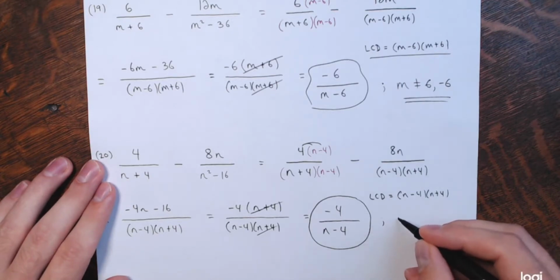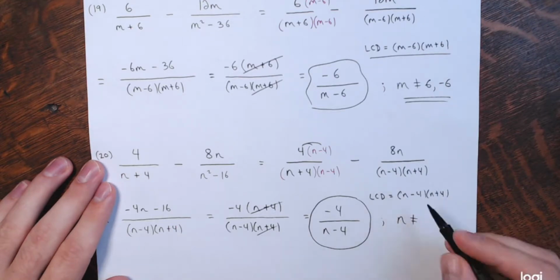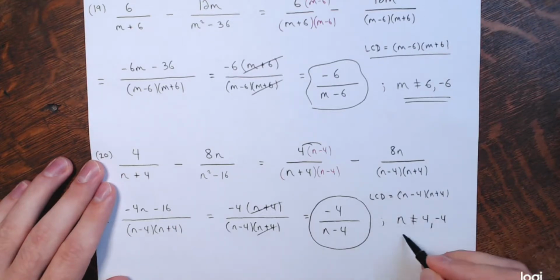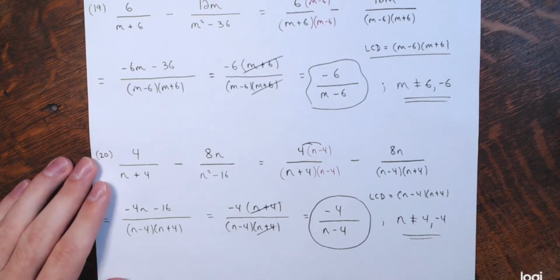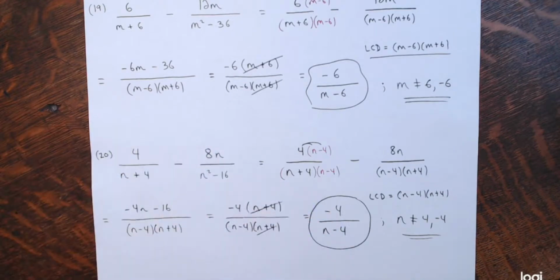And throughout this problem, I could not replace n with 4 or negative 4, because that'll make me divide by 0 sometimes, and I can't have that. But for any other value of n, this is totally valid.